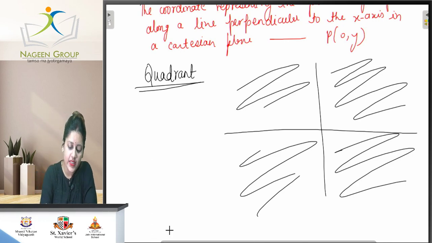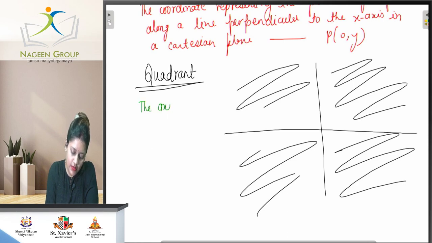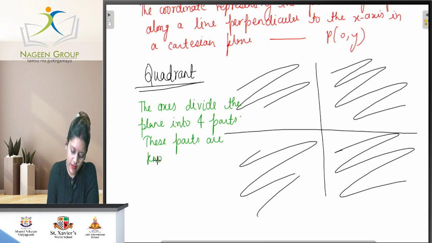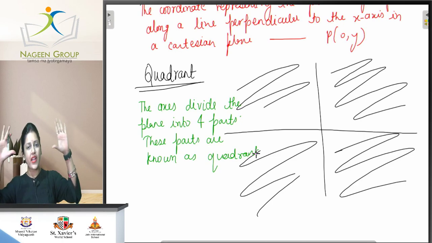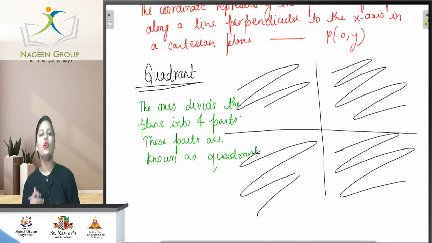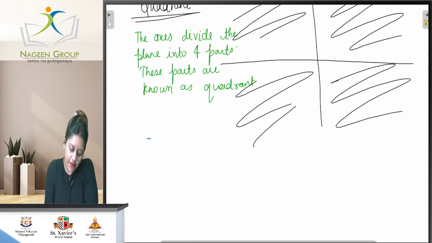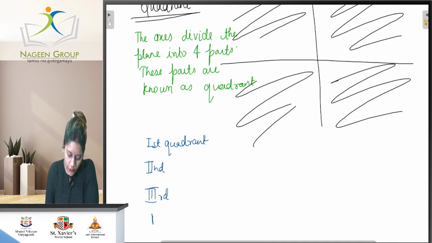So here the definition mainly is that the axes divide the plane into 4 parts. These parts are known as quadrants. I think you have understood that the axes divide this Cartesian plane, or rectangular plane, into 4 parts, and those parts are known as quadrants. Now, which names? There is the first quadrant, second quadrant, third quadrant, and fourth quadrant.